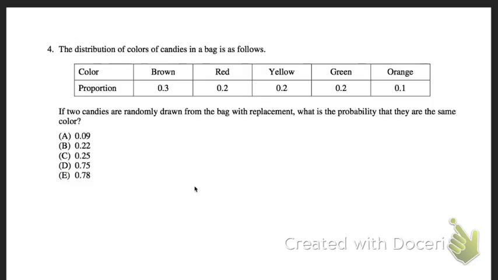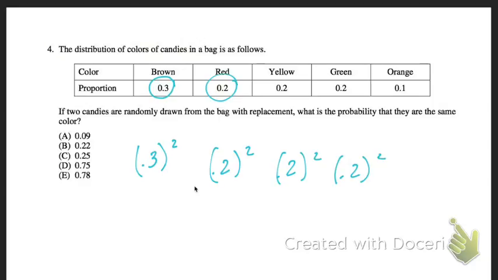Okay, so it says if 2 candies are randomly drawn with replacement, what is the probability they are the same color? So the probability of both candies being brown would be 0.3 squared. Probability of them being red is 0.2 squared, 0.2 squared, 0.2 squared, 0.1 squared, and then you add them all up. Because it says with replacement, so that means that they're independent. And what is the answer for that one? B, 0.22.